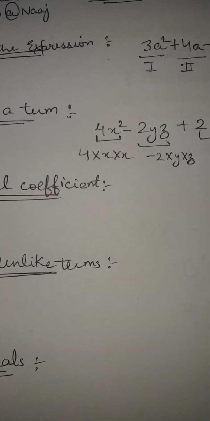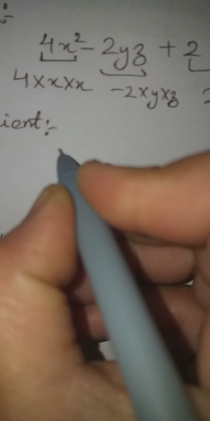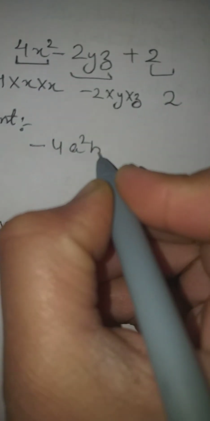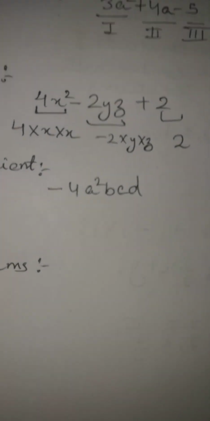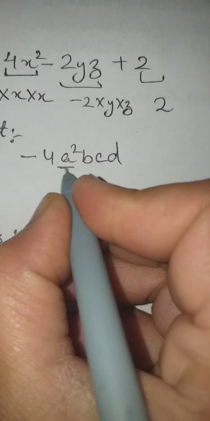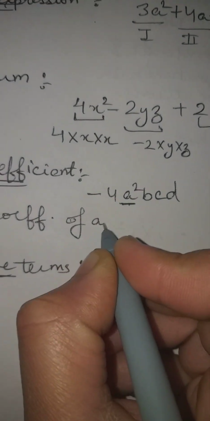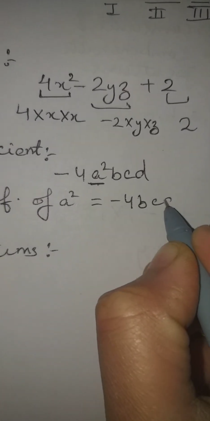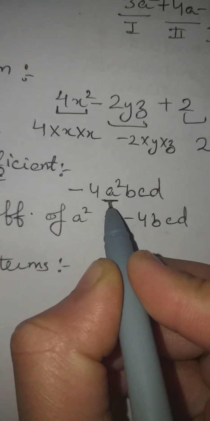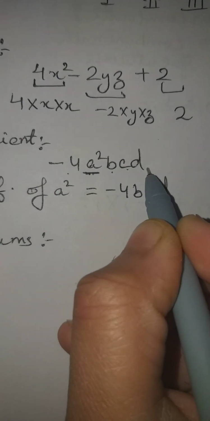Now next is the numerical coefficient. Coefficient means, if I have a term like minus 4a square bcd, and I want to write the coefficient of a square, then the coefficient of a square is minus 4bcd. That means except a square, I have to write all the other factors in the term, so minus 4, b, c and d.